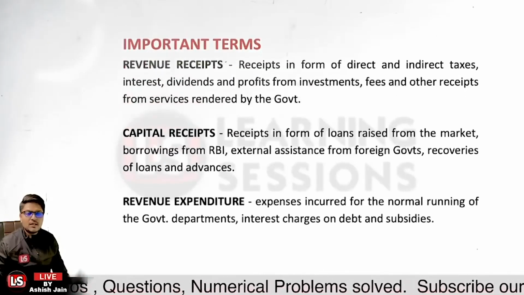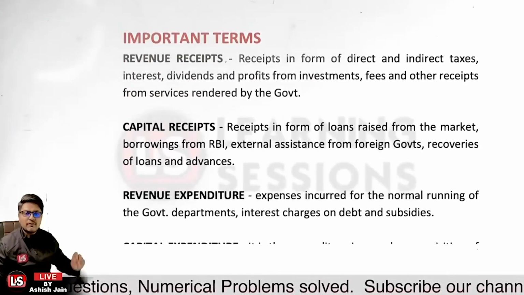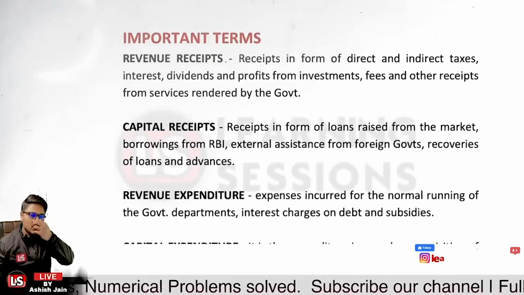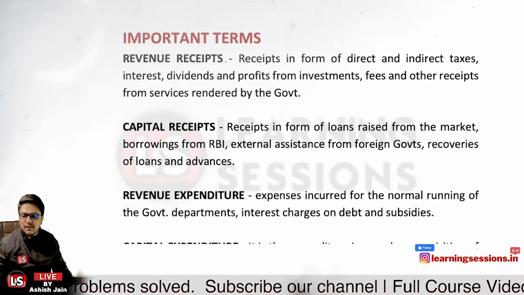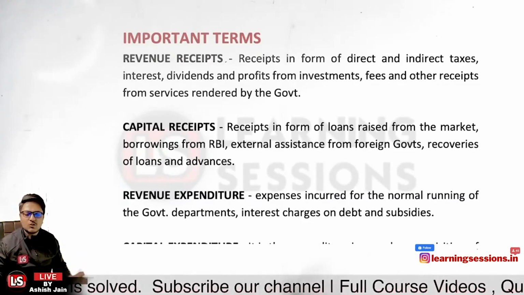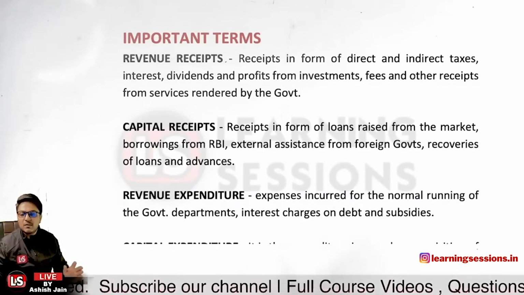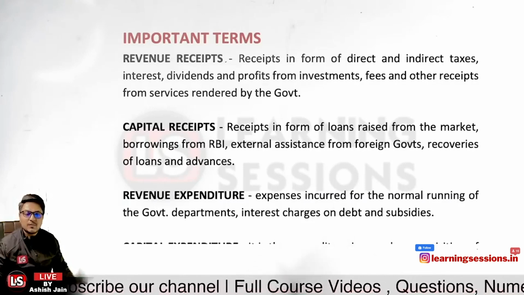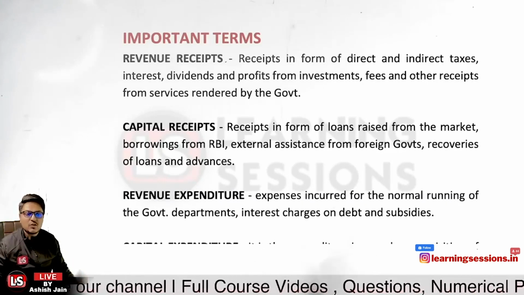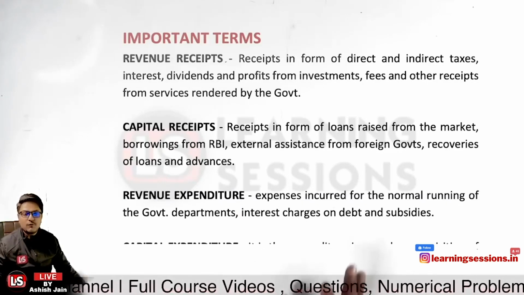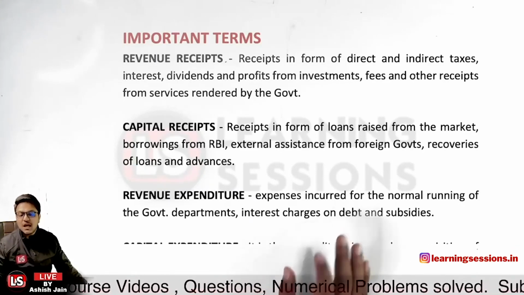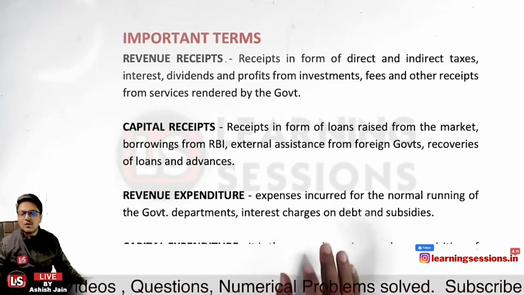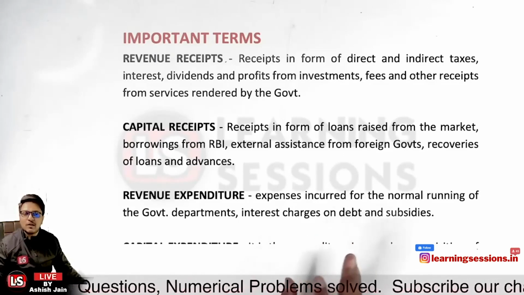Okay. Further, it is related to revenue expenditure. These are expenses incurred on the normal running of government departments. To run the government departments on a day-to-day basis, you need to spend on them. You need to pay interest on debt and subsidies. When you are paying interest on short-term borrowings, that is related to revenue expenditure, and when you are paying interest on long-term borrowings, that is related to capital expenditure, isn't it?